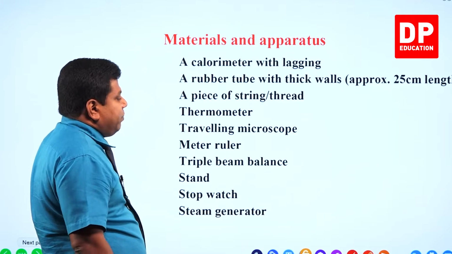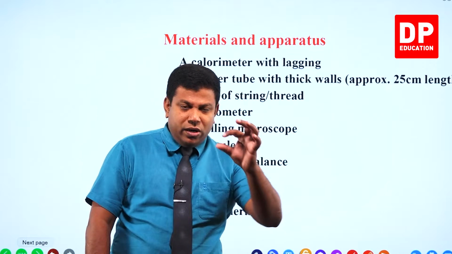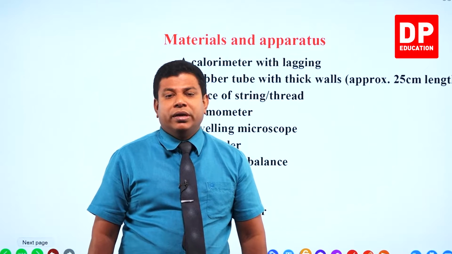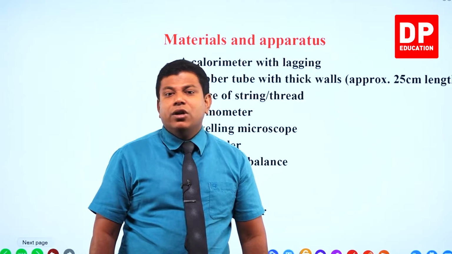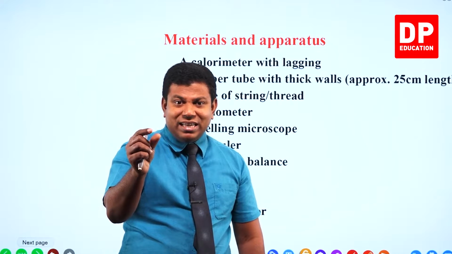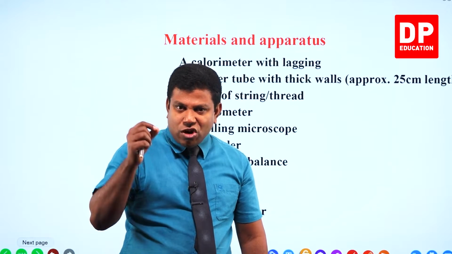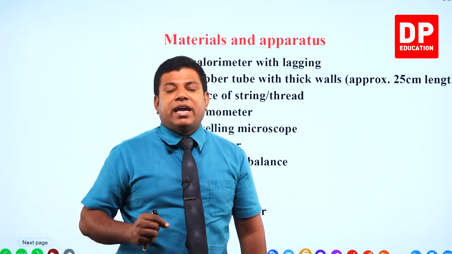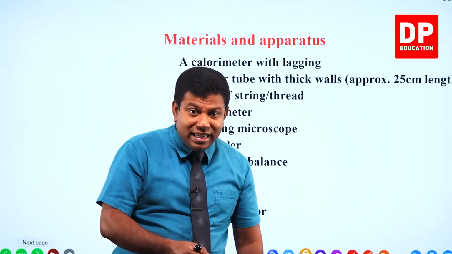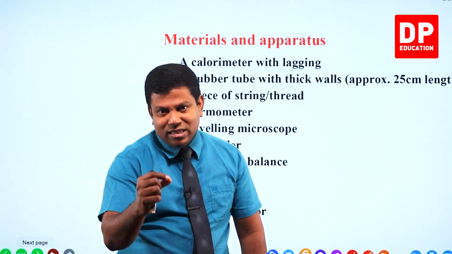Thermometer. Traveling microscope. Why do we need traveling microscope here? Because to measure the internal and external diameters of this rubber tube. Can't we use a vernier caliper here? No, because if you take it into the vernier caliper, it changes the shape, right? It's not stiff enough. It's not rigid enough. So, since it is not rigid, you can't use a vernier caliper to measure the internal external diameters. So, the ideal instrument for that is traveling microscope, which doesn't change the shape of this rubber tube.